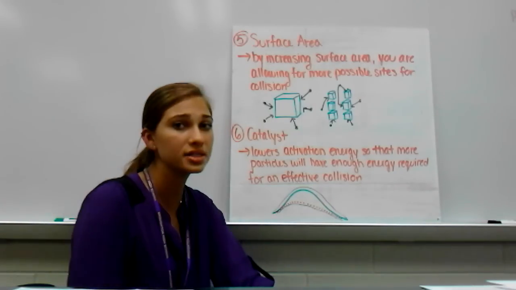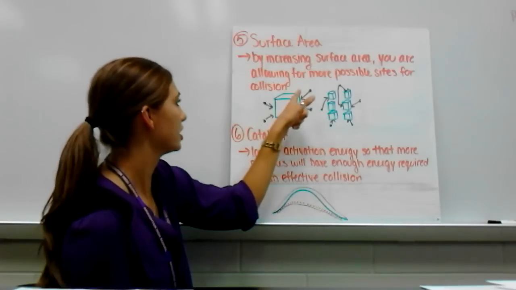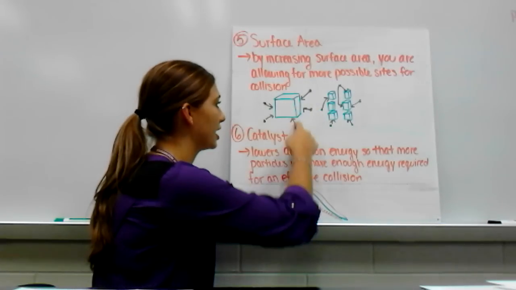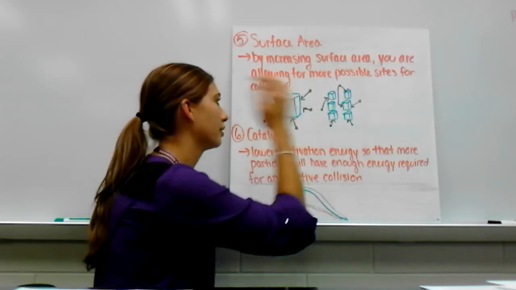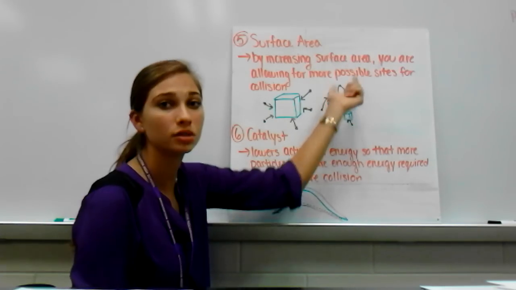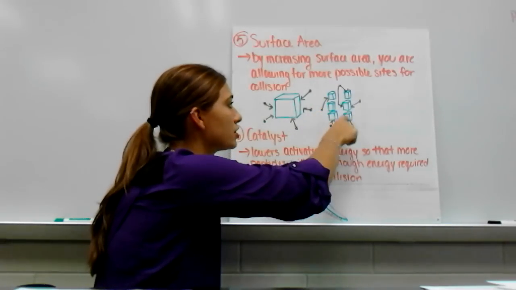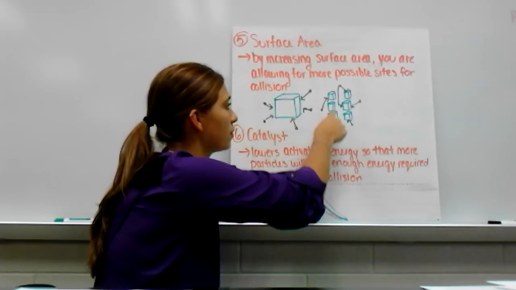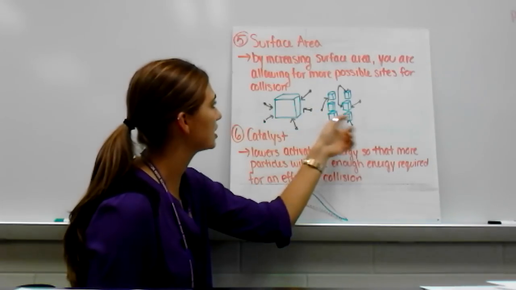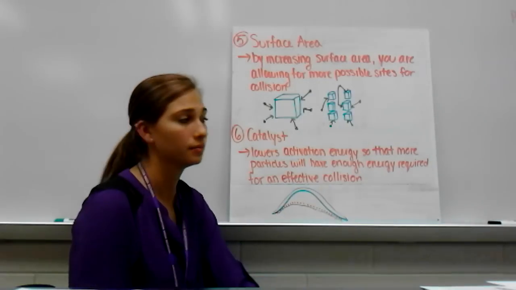Surface area. By increasing the surface area, you're allowing for more possible sites for collision. Okay, so let's look at this box right here. There's only a few different sides that these particles can collide with. Here, I broke the box, so it's the same volume, up into just smaller pieces. Alright, so now I have the same amount of particles, but there are so many more sites for those particles to hit. So here I had only 6 sites, and now I have 6 times 6, so that's 36 different sides for those particles to hit.